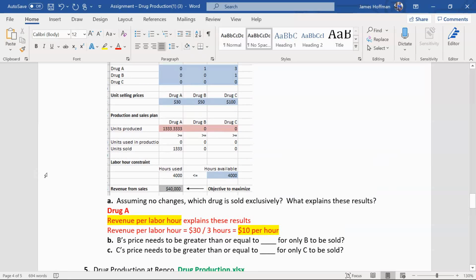Alright, let's do part B. B's price needs to be greater than or equal to what for only B to be sold? Let's first figure out the current revenue per labor hour, which is going to be less than 10, and figure out what the price needs to get to for it to be 10.